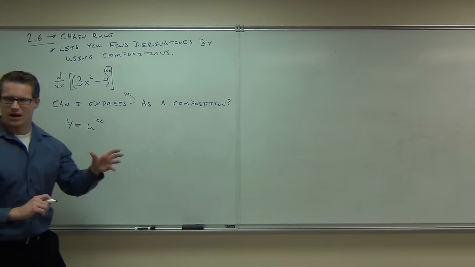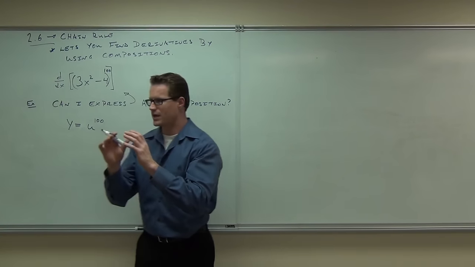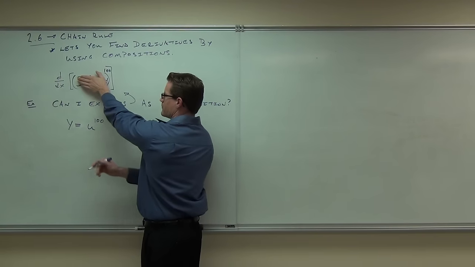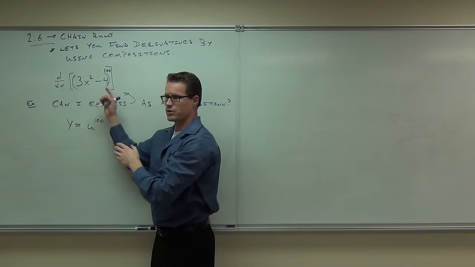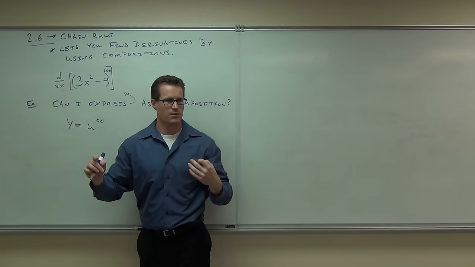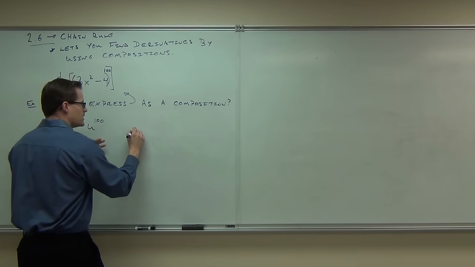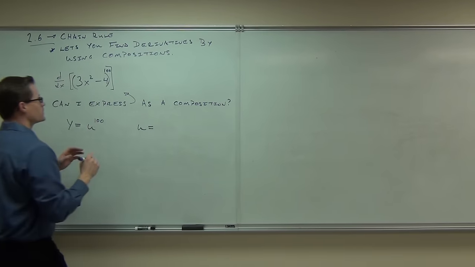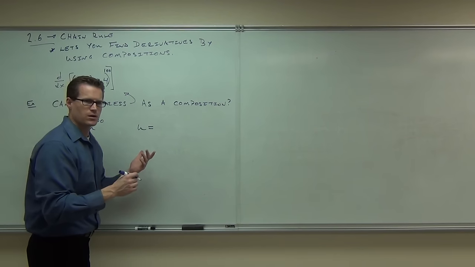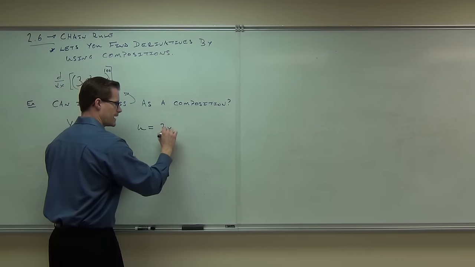Do you see how I got that? Do you see that by holding this part out, I get a function that's very basic, y equals u to the 100? Do you see where the u to the 100 is coming from? But then you have another function to express. You now need to say, okay, well, u is going to be, what did you cover up? 3x squared minus 4. And that has to be your u.